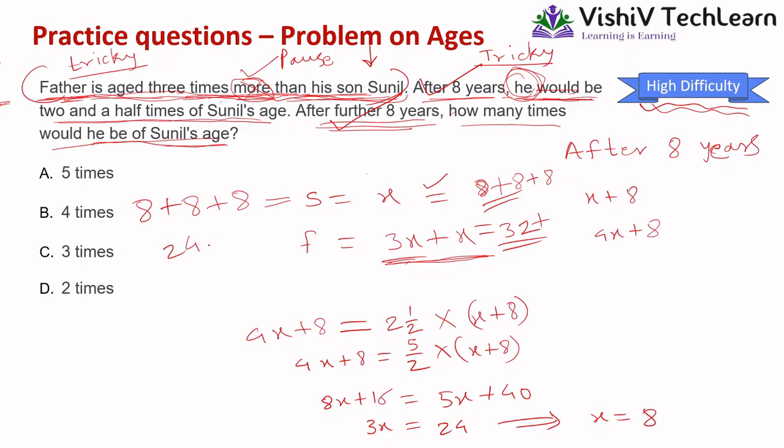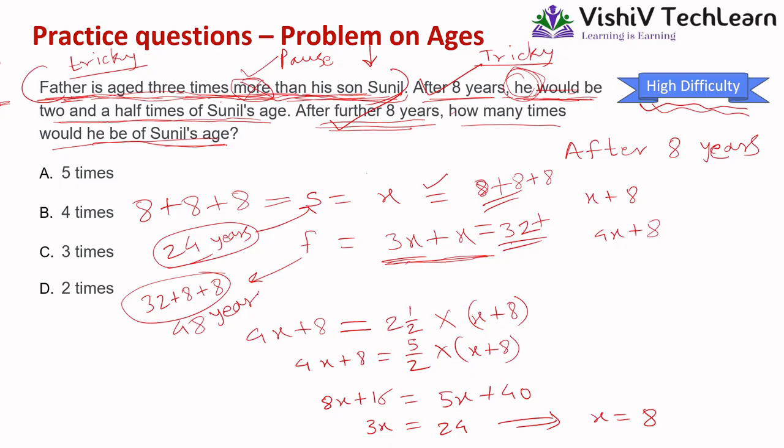This calculation gives 24 years, and this is for the son Sunil. What about the father? The father would be 32 plus 8 and again plus 8, so this would be 48. Now if we compare this 24 and this 48, the comparison is 2 times. How many times would the father be of Sunil's age? It is 2 times, hence the answer is 2 times, option D is correct.